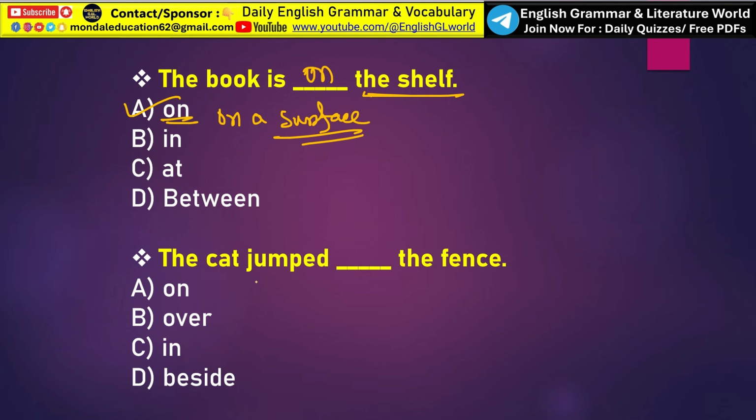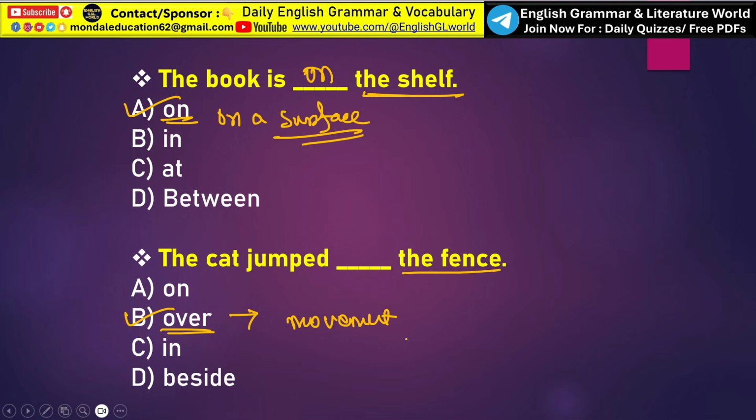Next, the cat jumped dash the fence. So the correct answer is option A, on. Because the preposition on is used when something is placed on the surface of another thing. The cat jumped dash the fence. So the correct answer is option B, over. Over is used to show movement.